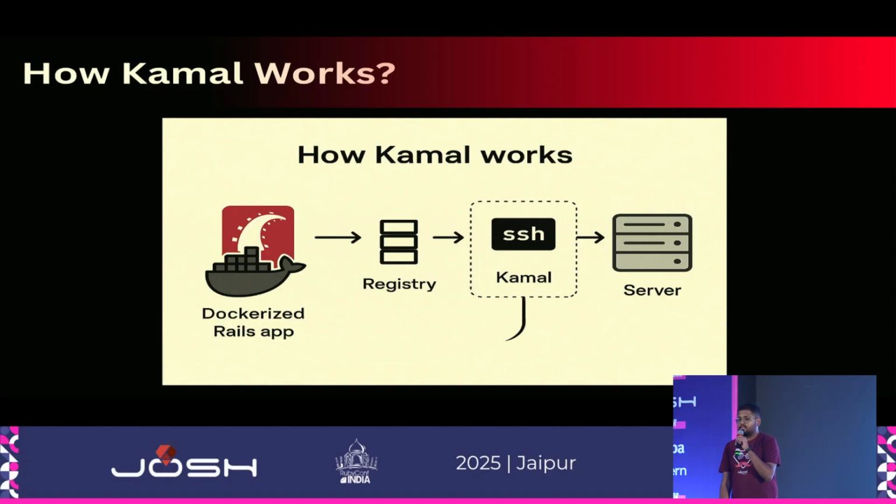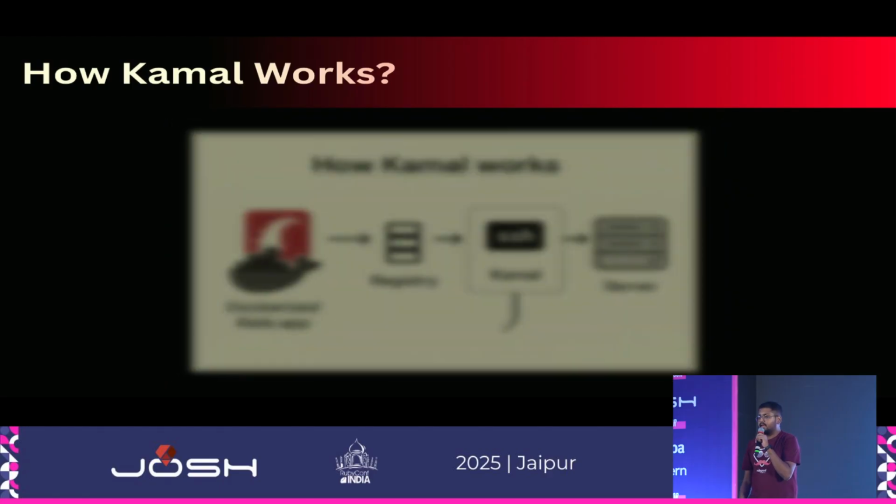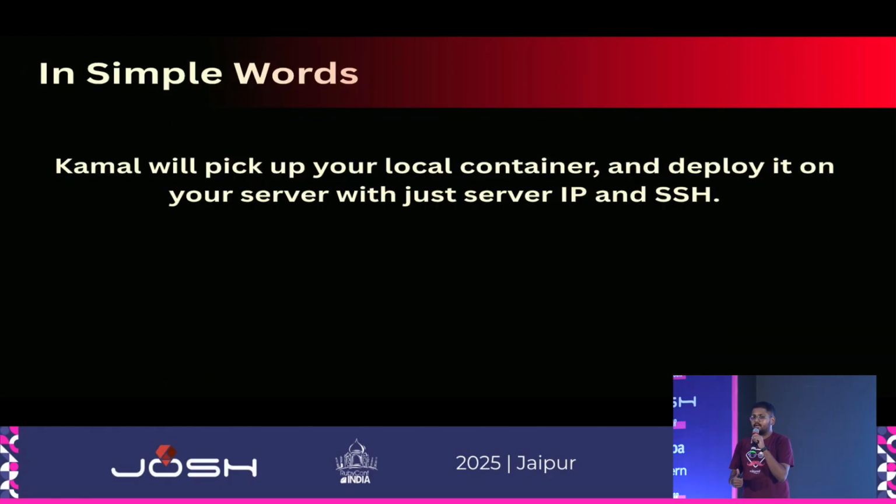This is how Kamal works. Kamal starts from your Dockerized Rails application. It will push your Dockerized application to the registry. Registry can be Docker Hub, or it can be any of your registry. Once it is on the registry, it will SSH to your server. While SSHing, it will pull the container which you have pushed. It will make sure that the container is running, and all this with a single command. So from getting your application to the registry to getting your server running, all this with just a single command.